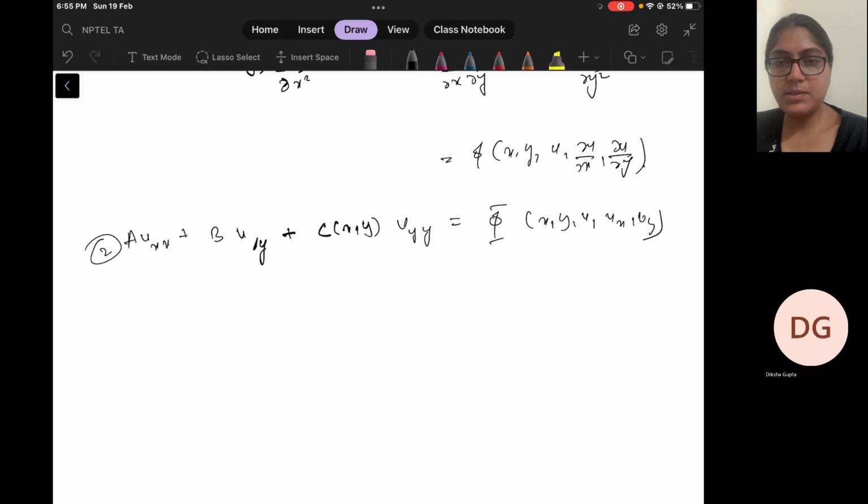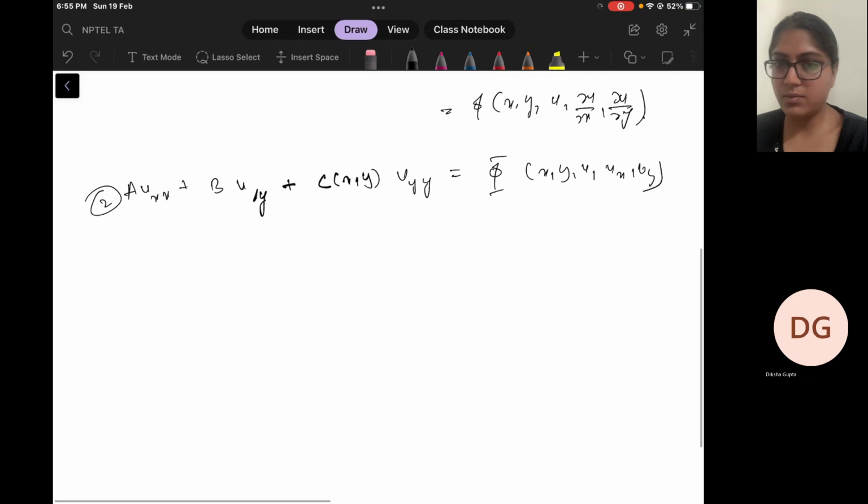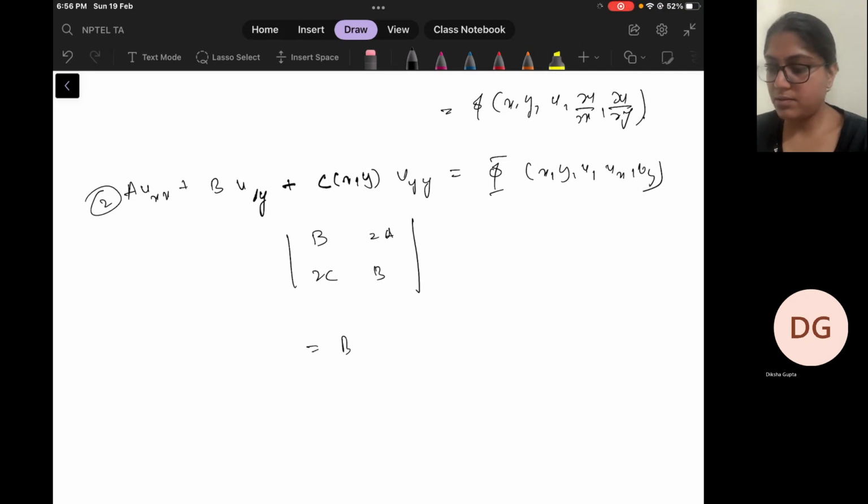For purposes of classification, it is not necessary to restrict consideration to linear equations. It is applicable to quasi-linear second order PDEs as well. A quasi-linear second order PDE is linear in the second derivatives only. The type of the second order PDE at a point x naught, y naught depends on the sign of the discriminant, which is b square minus 4ac at the point x naught, y naught.